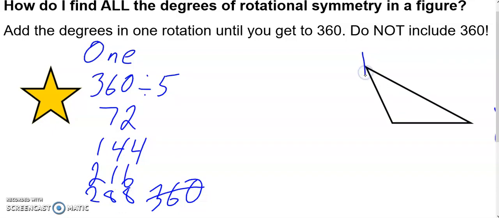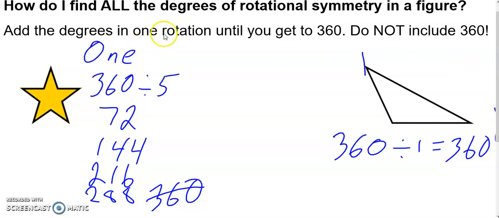We already said this triangle doesn't have rotational symmetry, but if we were to do it, we would do 360 divided by the order, which we've already done, and we get 360. Well, it's already 360, so we can see it does not have rotational symmetry.